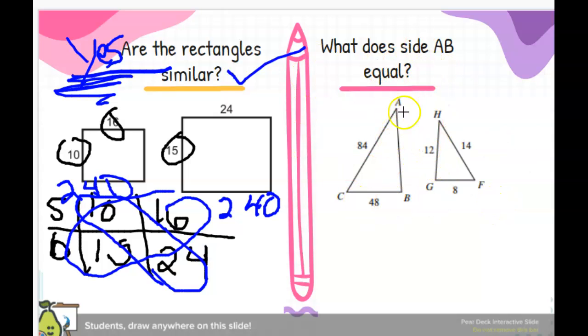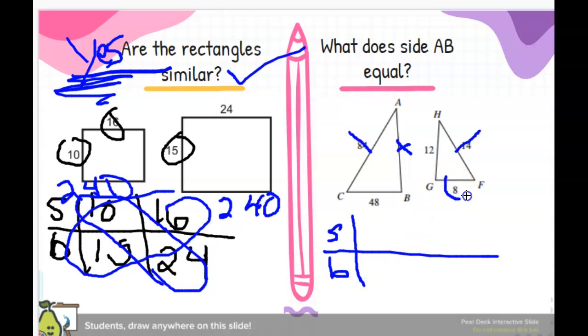Okay, so this one over here is a little bit different. It's asking what does AB equal? So this is the one we're looking for. If you notice, there's actually a lot more information that we don't need. I like to go with my easier numbers. So I'm going to get rid of 84, which is the slant, and I'm also going to get rid of 14, which is also the slant. And then I'm going to go ahead and do small to big.